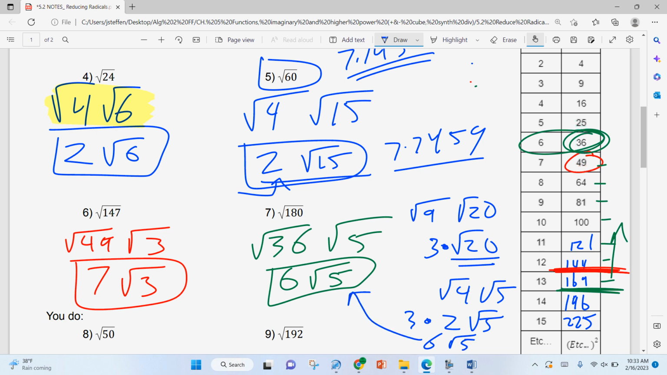That's just a lot longer of a process. You had to do essentially two problems in one. You had to reduce twice in one problem, and that's a pain. That's way worse than just putting it in your calculator and typing it out.